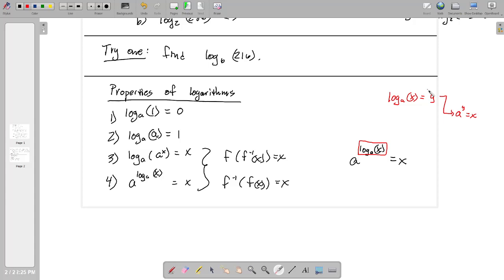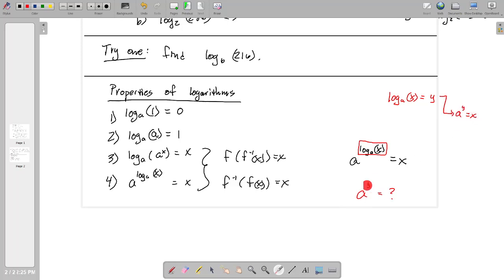I don't know what y is, but I don't care. In the end, it will not matter. The fact is that I set it equal to y, and this statement is the same as this statement. It's just a different form. But since log base a of x is equal to y, I can replace log base a of x with y. Now suppose I'm looking for what this is equal to. I might not know what this is immediately. But remember, log base a of x is equal to y is the same exact statement as a to the y is equal to x.